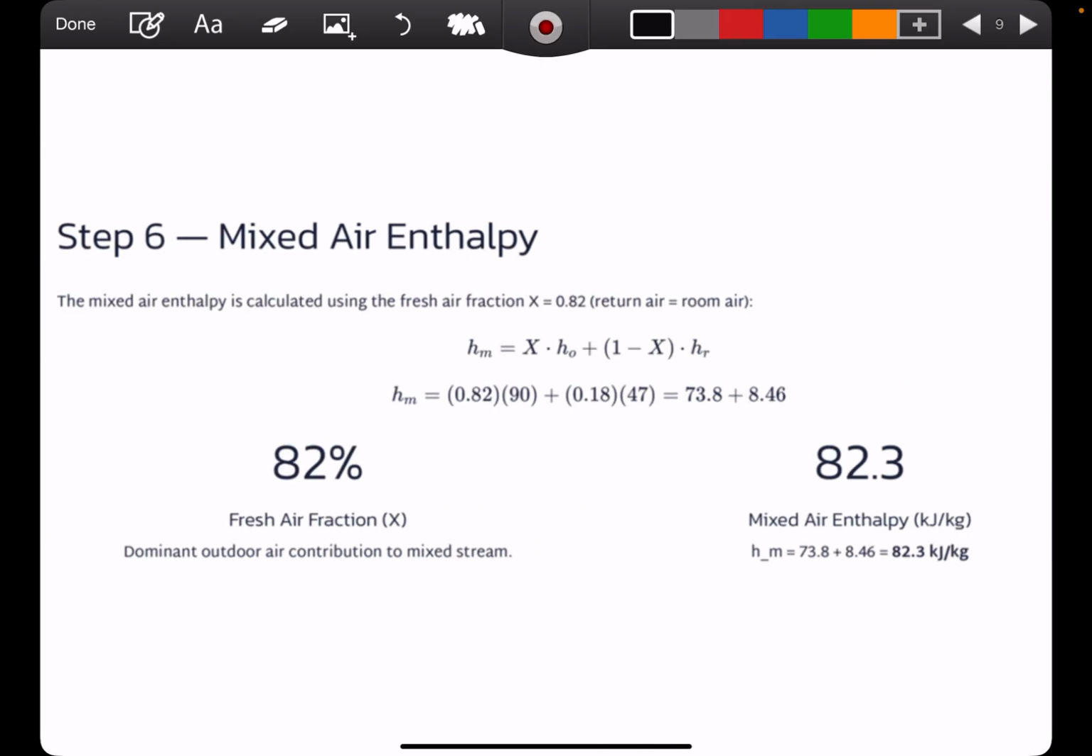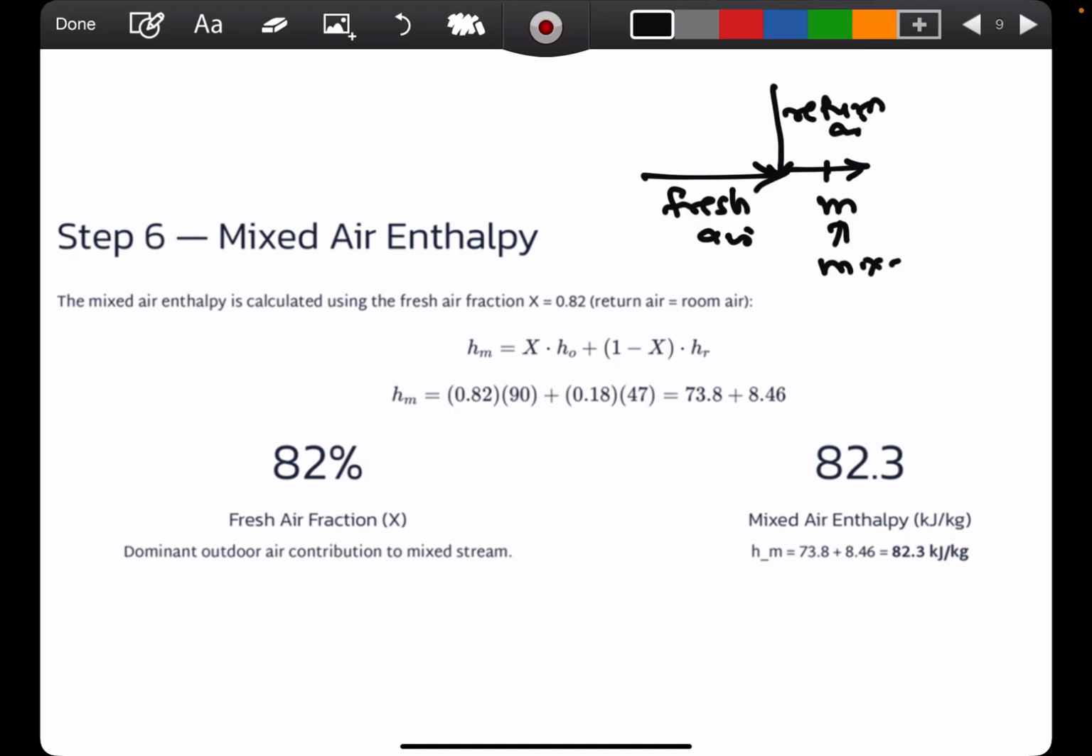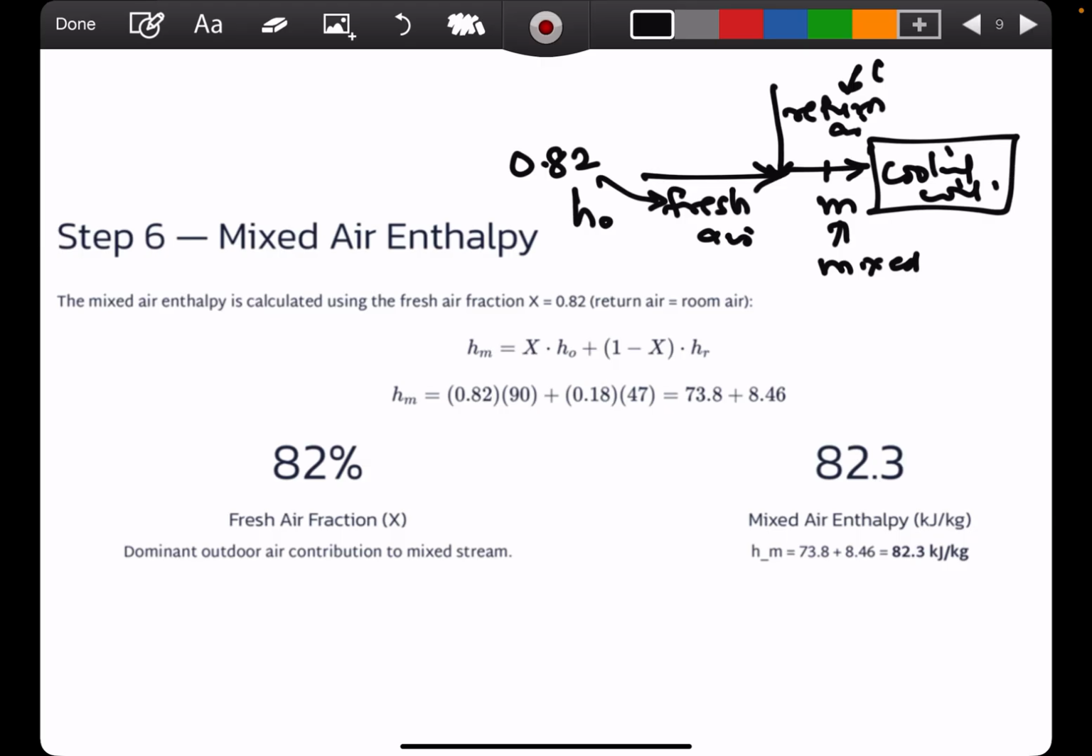So now you need to find the enthalpy of the mixture, because you have the fresh air coming and you have the return air coming, and these two are mixed. They are mixed, and this mixture is supplied to the cooling coil. So you want to find this. Okay, so how much is fresh air? Fresh air in this case is 0.82. So its enthalpy is, let us say, H naught, and return air in this case is 0.18.